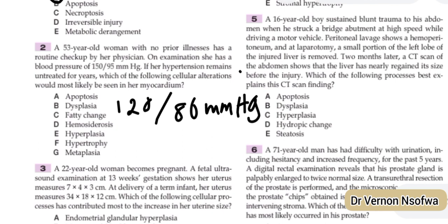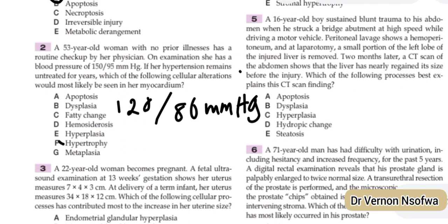But again, if you look at the options we have here, they have mentioned other things as well: metaplasia, hyperplasia, hemosiderosis, dysplasia, apoptosis, fat change, and hypertrophy. Now, which one is the answer? The answer is hypertrophy. Hypertrophy is the increase in the size of the cell.